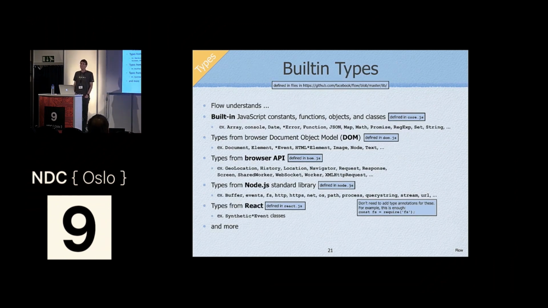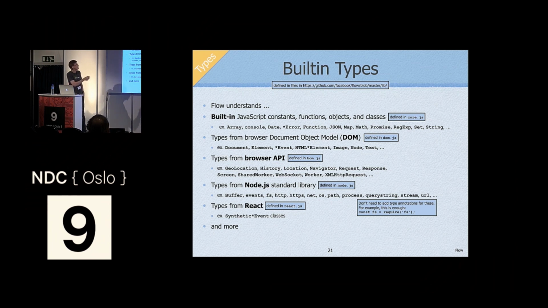Flow understands all the built-in things, all the things from the JavaScript language, like array and console. It understands everything about the DOM. It knows about nodes and elements and the methods that you can call on those. It knows about the browser API, like geolocation and web workers and WebSockets. So it knows if you say that a variable is that type, what kind of methods you could call on it. It knows all about Node.js. So if you just require a Node module, it knows what you can do with that. It knows some things about React, like the special kind of event objects that you use with React, and more.